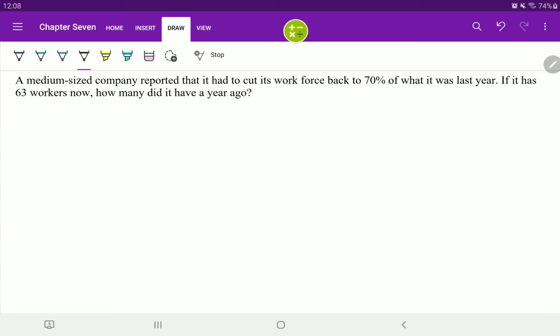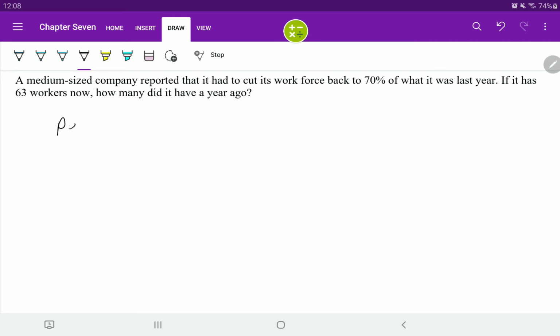So it says a medium-sized company reported that it had to cut its workforce back to 70% of what it was last year. If it has 63 workers now, how many did it have a year ago? And I'm going to bring back up that formula again.